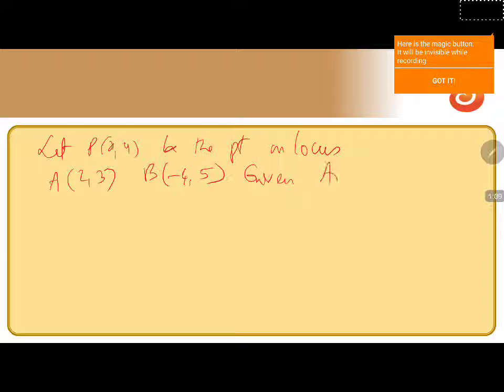Let P(x, y) be the point on the locus. A is given as (2, 3), B is (-4, 5). Given the area of triangle PAB is equal to 12. So let me go for the calculation.